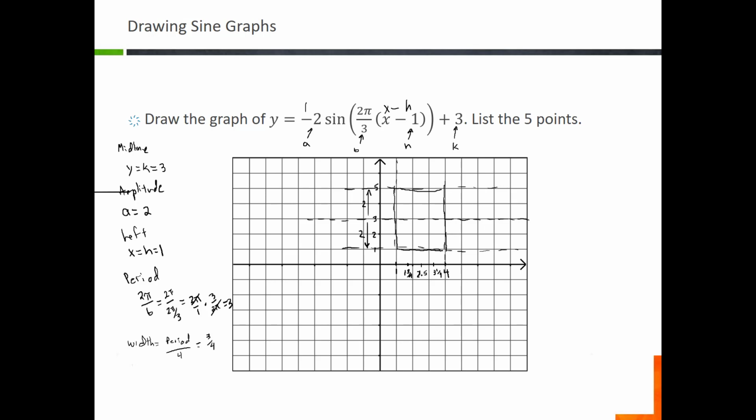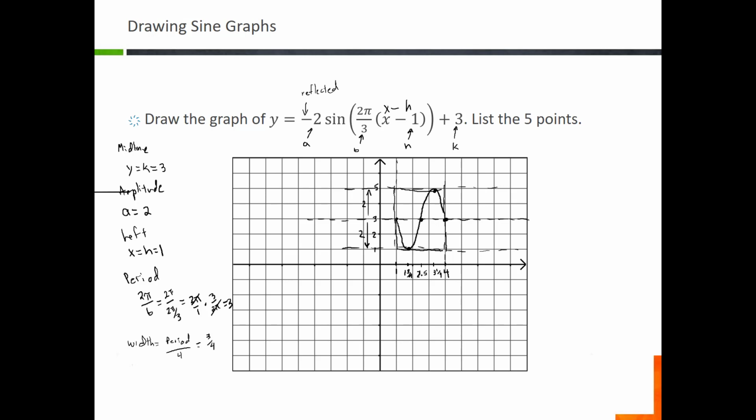Let's go back up here. Remember, what does that negative tell me? It tells me the graph is reflected. Normally I would start in the middle and go up, down, and back up. But instead, because it's reflected, I'm going to go down. I'm going to hit the minimum on that first tick mark, come back to the middle line, hit the maximum at the next tick mark, and then hit the midline again at the last. So my graph is going to look kind of like this.